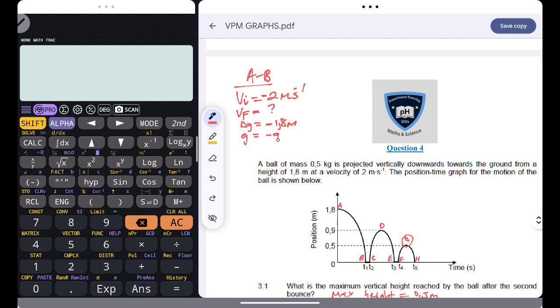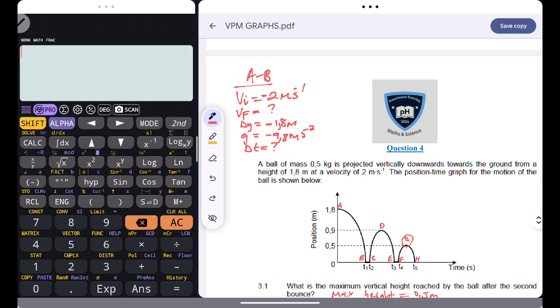Gravitational acceleration is a constant, 9.8 meters per second squared. And then I don't know how long it took for the ball to reach the ground. Okay, I can simply use the third equation to find the time. But you guys by now should know that I don't like using the third equation if my initial velocity is not 0. Why?